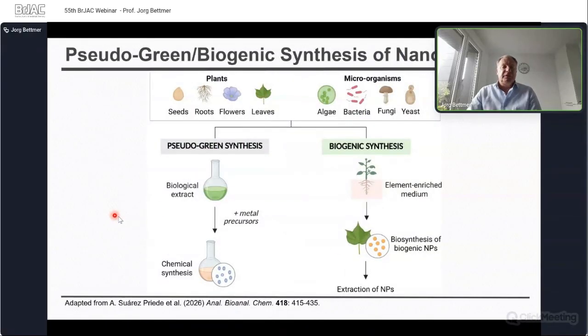A few months ago, we published a review in which we distinguish between what we call the pseudo-green synthesis and the real biogenic synthesis. The main difference is that on the left-hand side, in this pseudo-green synthesis, we use extracts from plants or from microorganisms or from biological fluids. These extracts will be incubated with metal precursors, and then we follow the chemical synthesis in order to produce the nanomaterials that we are looking for.